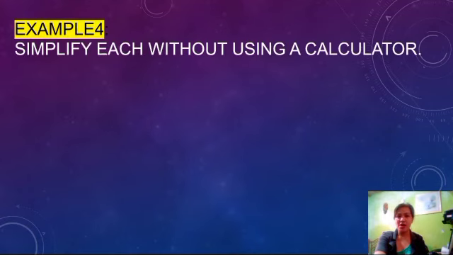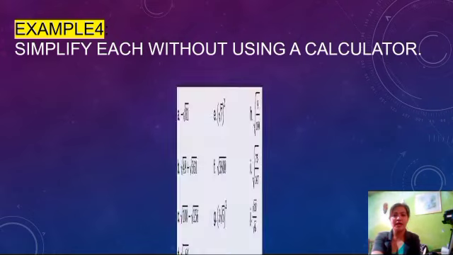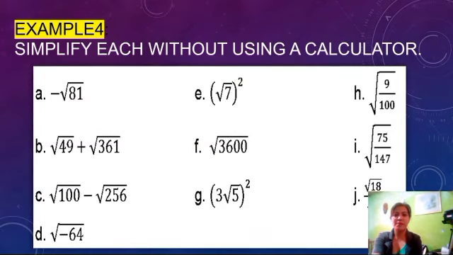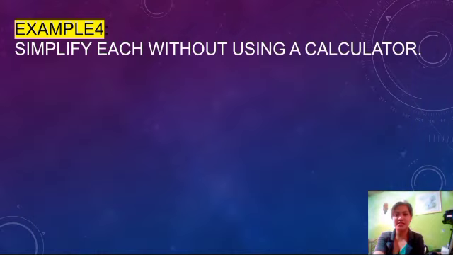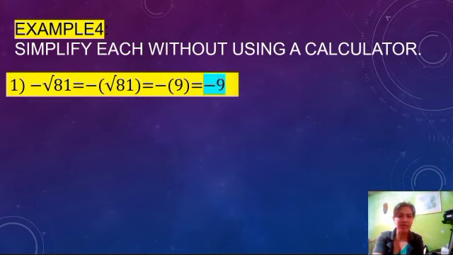Okay, number 4. So, simplify each expression without using a calculator. So, paano nga ba natin yung masisimplify? So, let's see. For example, here, ayan, makikita niyo po yung mga example sa ating module. So, let's try to answer. Number 1. Negative square root of 81.